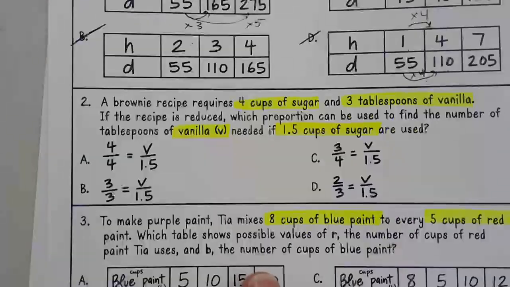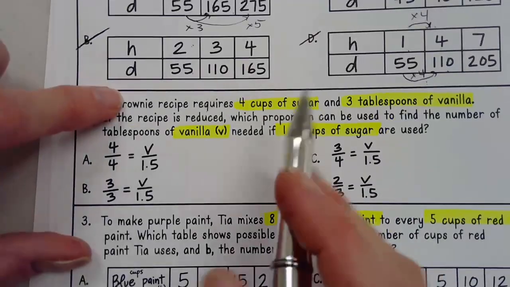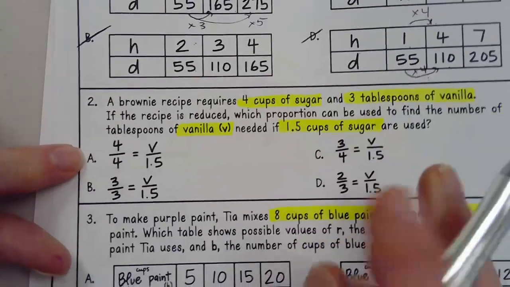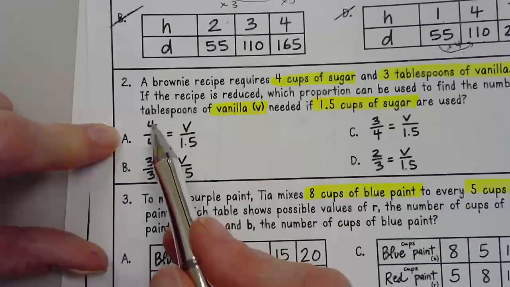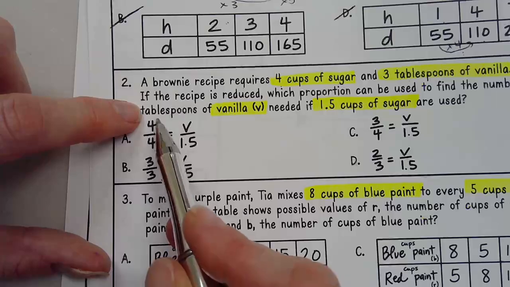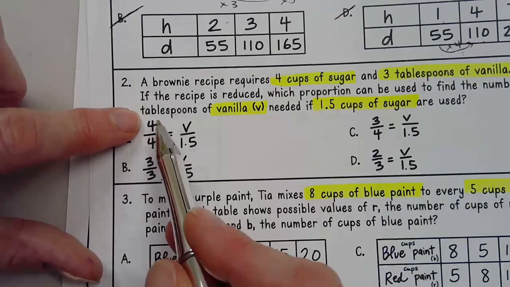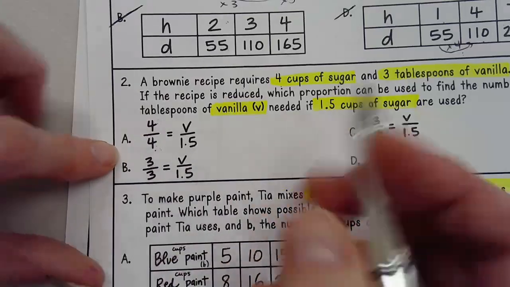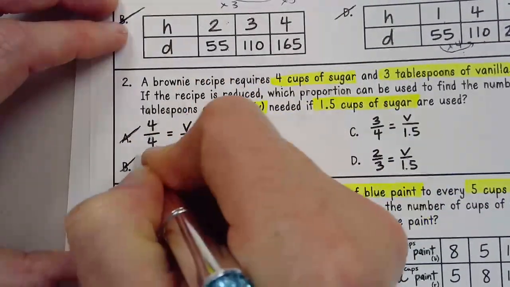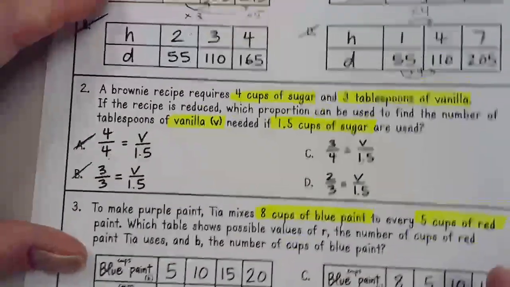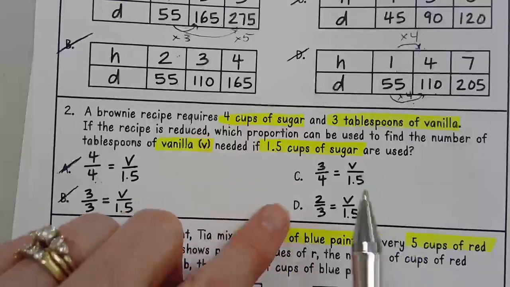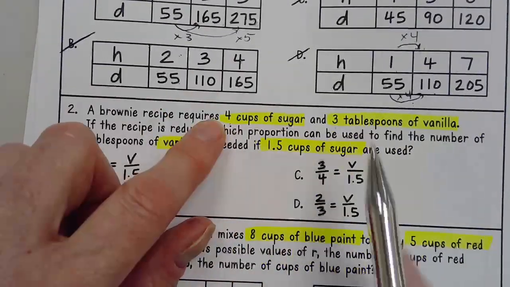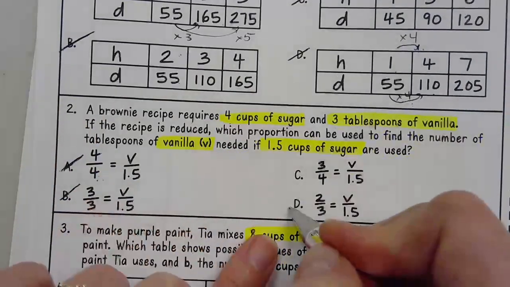For the next one, I'm going to slash some trash. I see that I have a different amount of sugar for vanilla. But if I look at this ratio that's set up here, it says 4 to 4. That would mean that I would have the same amount of both ingredients, an equal ratio that's a 1 to 1. That doesn't work at either A or B. If I look carefully at the next one, I can see that 2 to 3 does not match my numbers of 4 to 3. So that's not going to work.